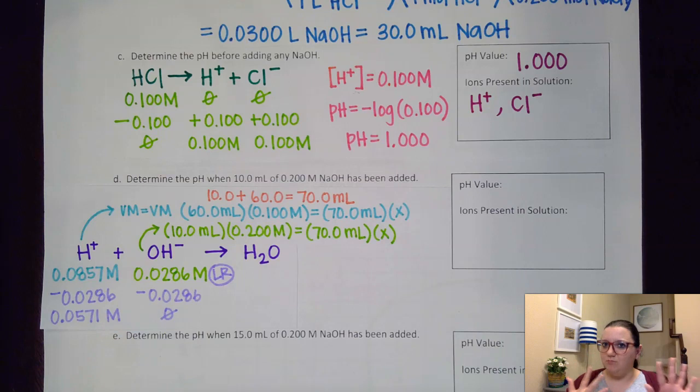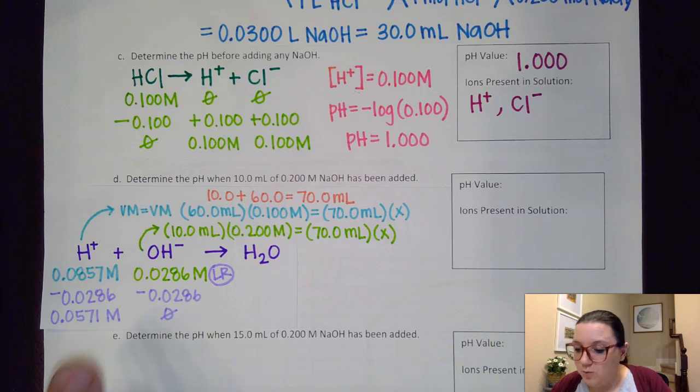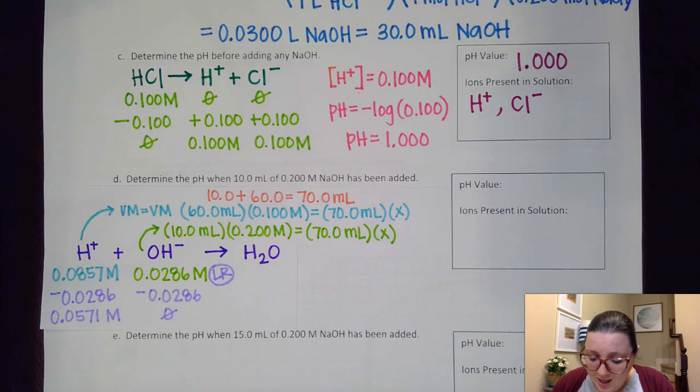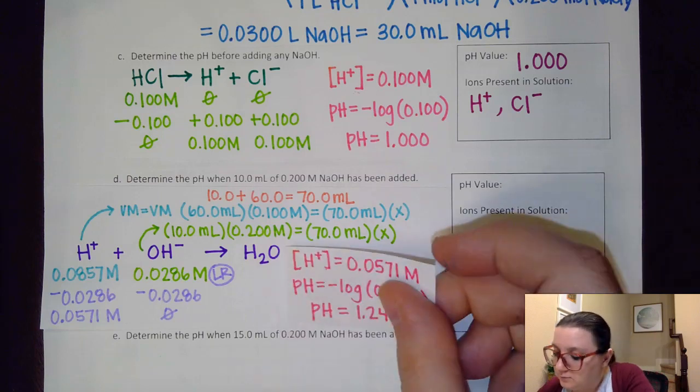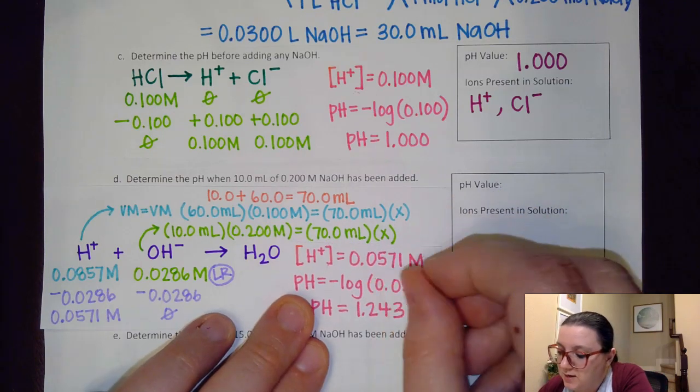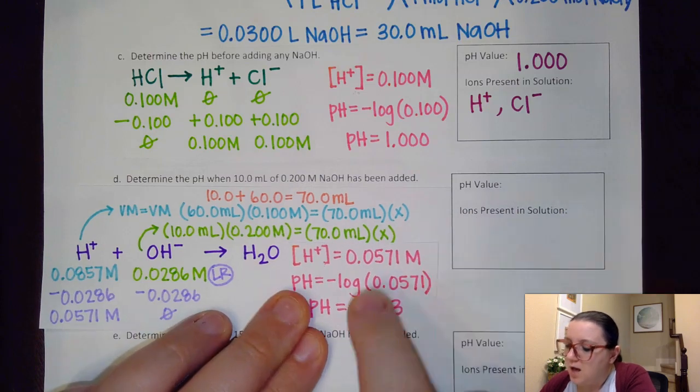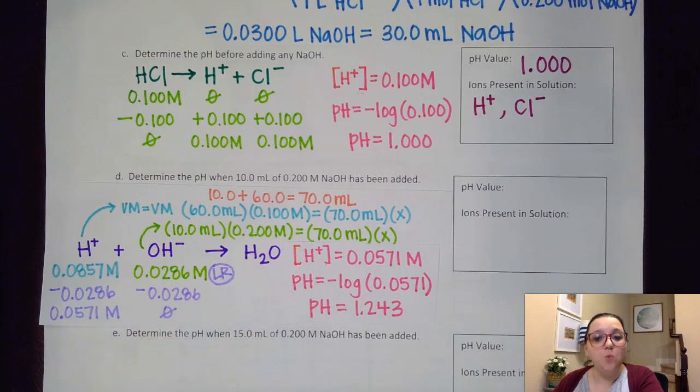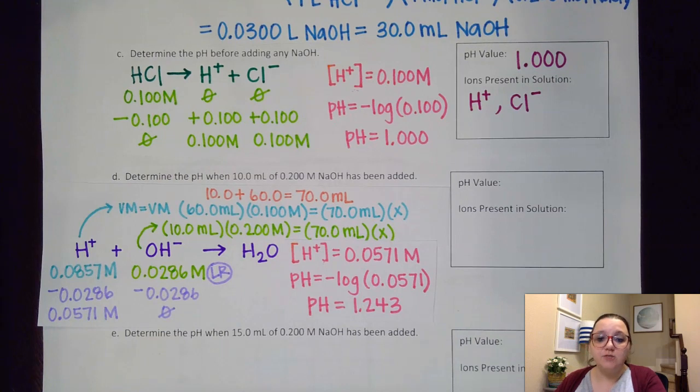Okay, so again, not quite an equilibrium ICE table, but I'm still thinking through that ICE setup. Now look what I have. I have hydrogen ion concentration. Can I calculate a pH from hydrogen ion concentration? Yeah, you betcha I can. And so look, here we go. I'm going to take the negative log of that 0.0571, and that gets me a pH value of 1.243.